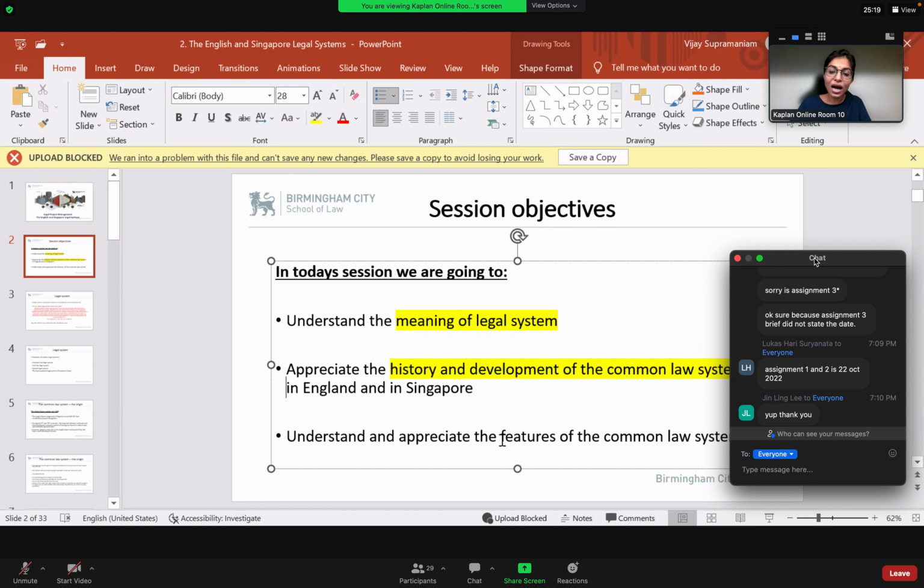And then I will also highlight the features of the common law system. So as I discuss the features of the common law system, we'll talk about case laws, judge's role, and so on. Okay?